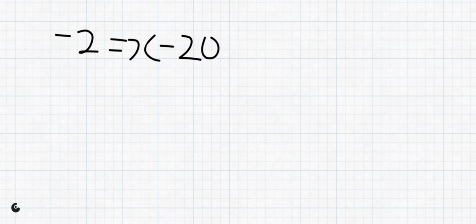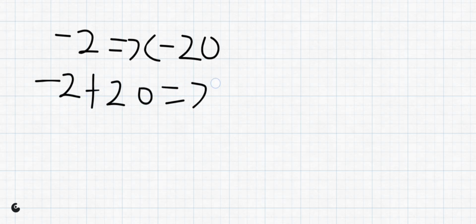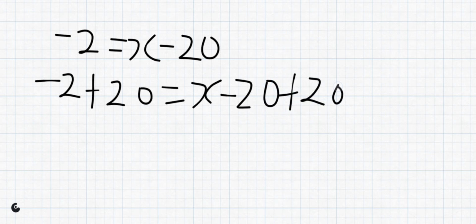So what do we do? Since it is minus 20 that is sitting together with x, we add it to both sides so that 20 will go away. We have only x. So we have minus 2 plus 20 is equal to x minus 20 plus 20. Now minus 2 plus 20.